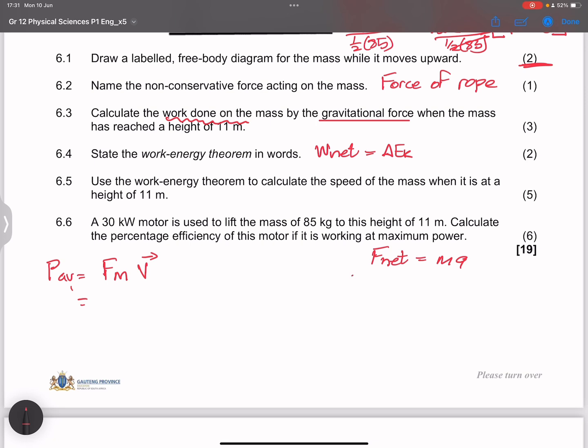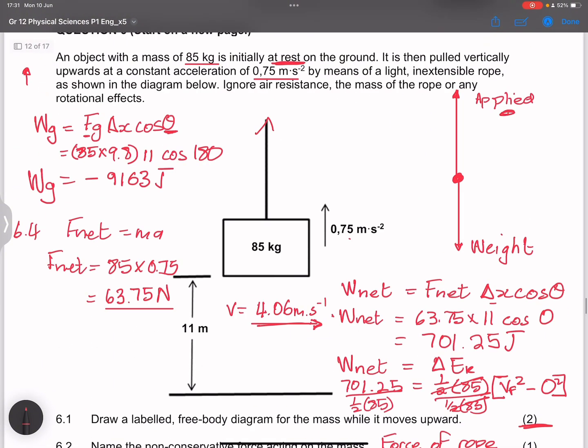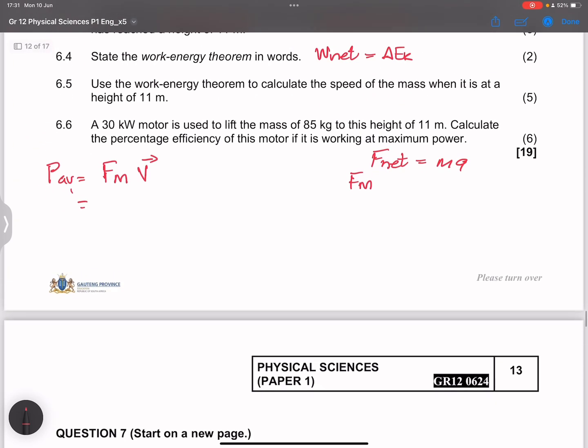And we've got the force that would be applied by the motor, right? Remember, we said there were two forces: the force applied and the weight. So the force of the motor minus the weight would give us MA. So this would be 85 times, actually that's what we're looking for, the force of the motor, minus 85 times 9.8. This is equal to 85 times, you remember that our acceleration was 0.75, right?